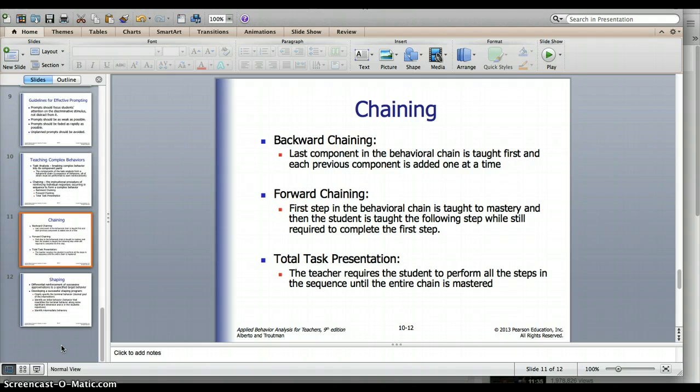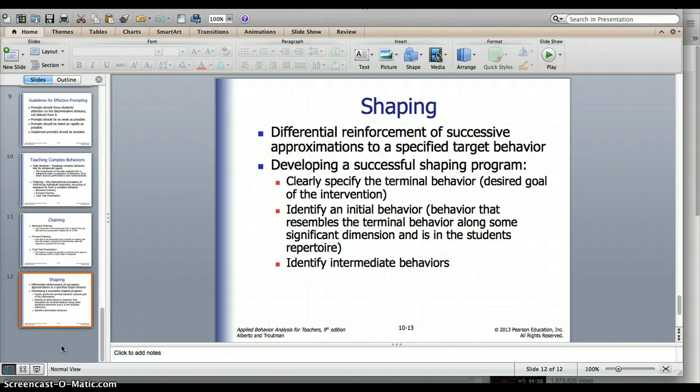So we've just talked about chaining and what that looks like. And the final thing we're going to talk about is shaping behaviors. We know that a successful shaping program clearly defines what that behavior looks like, and that we know the steps towards that behavior if there are multiple steps involved, and we know what kind of reinforcers are needed to successfully shape a behavior.